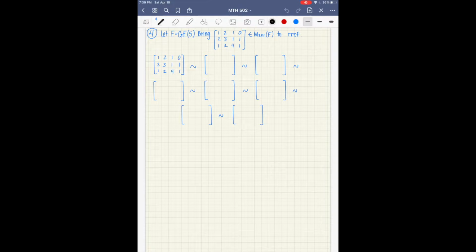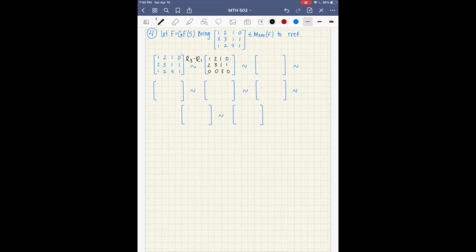I also had question number 4, which was just putting this matrix into row reduced echelon form. So we have our matrix, and the first thing that I'm going to do is take R3 and subtract R1. So the top row stays the same, second row stays the same, but our third row now becomes 0, 0, 3, 0.